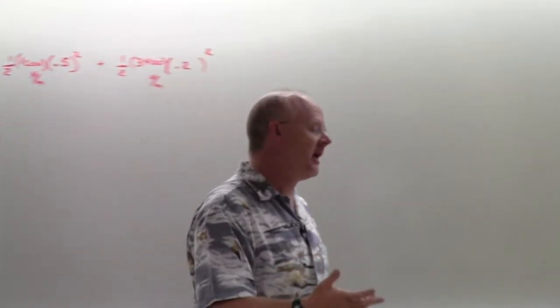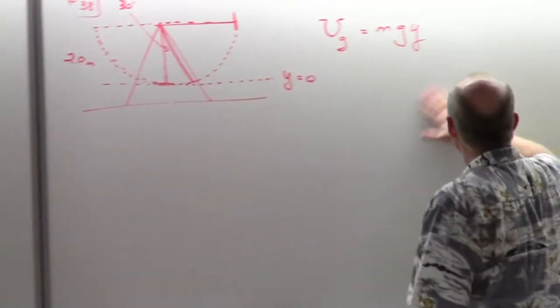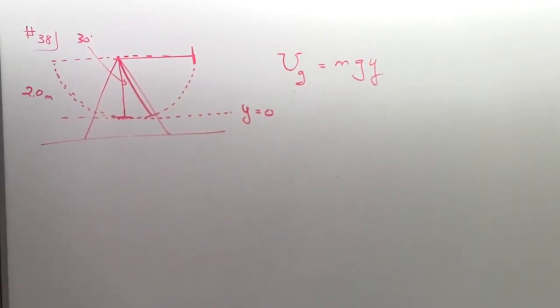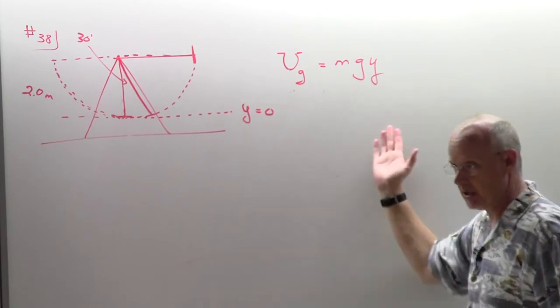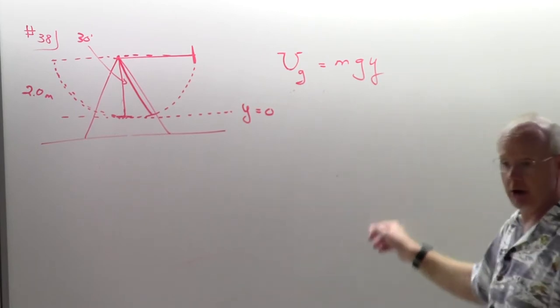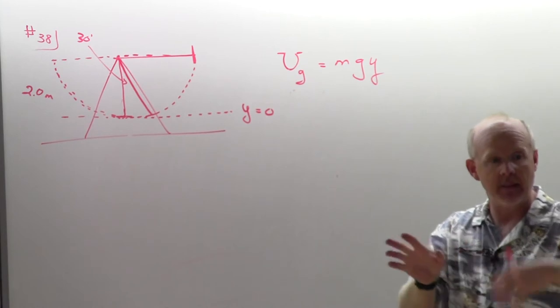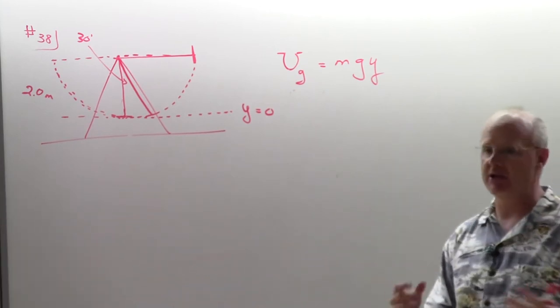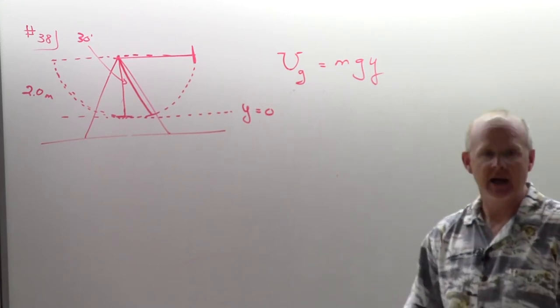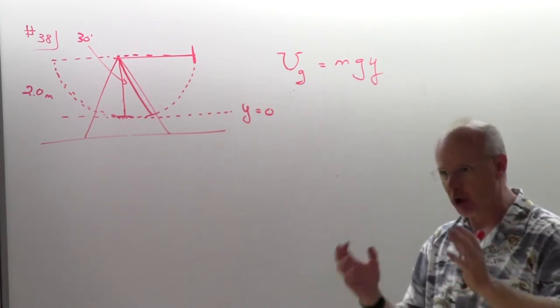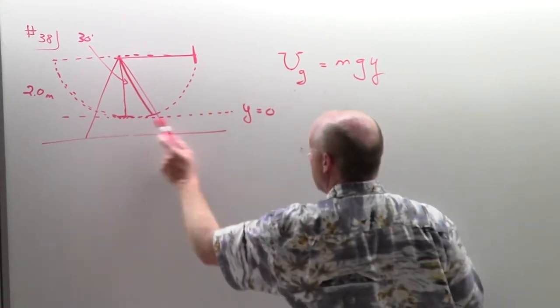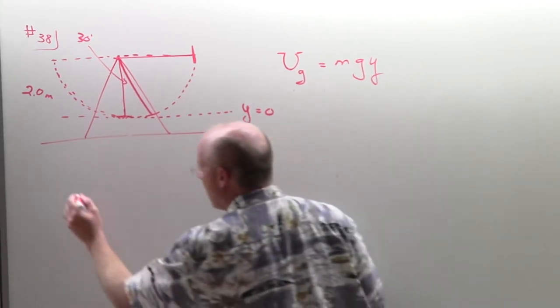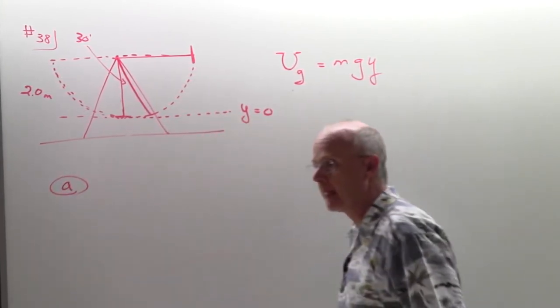Well, now I can actually answer the problems, but the point of picking it was really to get into this discussion, that this is the equation for gravitational potential energy. Y equals zero is still within your freedom to pick. So pick it where you want. In this case, the author is telling you where to pick it. The author is saying, pick it at the lowest point. So I'm going to put a dotted line. I'm going to put Y equals zero. And now I'm going to answer A.